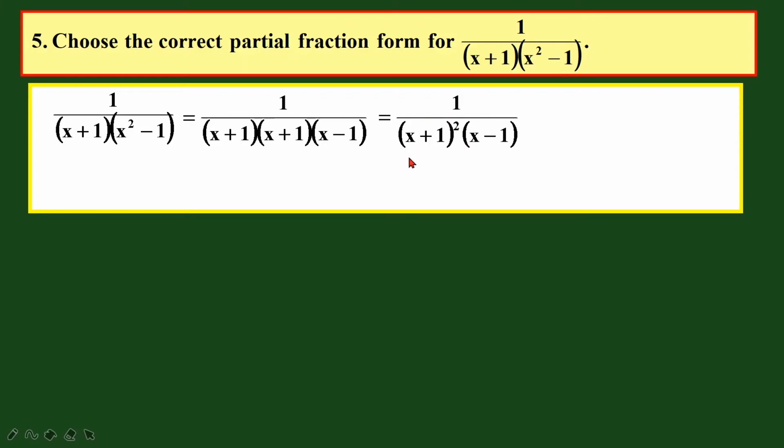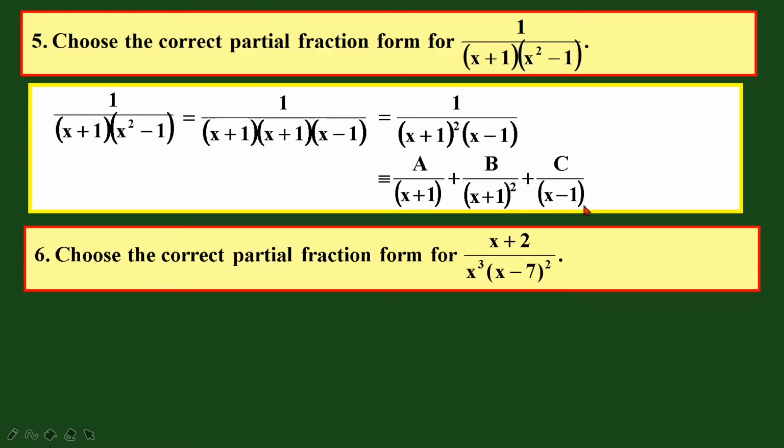The repetition is at x plus 1, so I have x plus 1 squared here. When I have a repetition like this, what I need is A over x plus 1, B over x plus 1 squared. See? You must be very careful when you do this decomposition. There are traps everywhere, so just be careful. And of course, C over x minus 1, sorry.